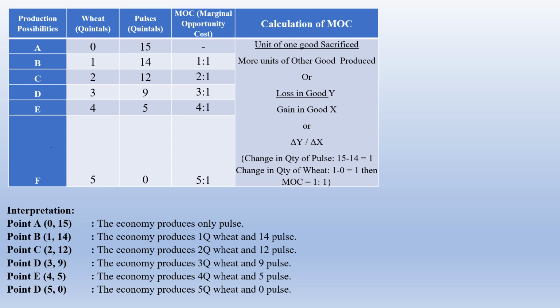Here we know that we sacrifice one unit for producing the other. In the first case we only produce pulses, then we sacrifice one unit for producing wheat, and the quantity of pulses reduces. That means we sacrifice one unit of one commodity for the production of the other commodity.